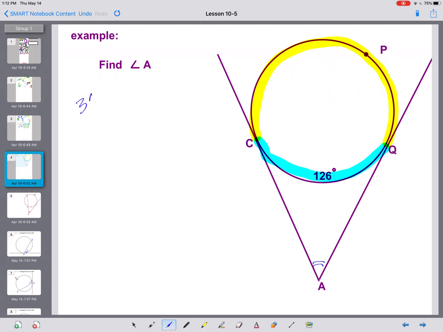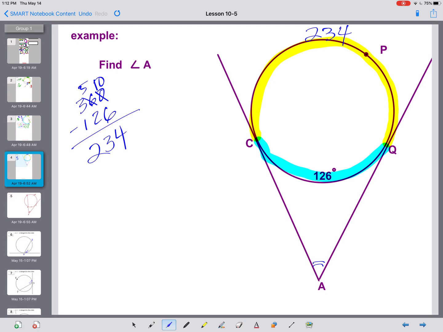Let's do it. 360 minus the 126. Okay, what do we got? 10 here, 5 here. Okay, that's going to be 4. 5 minus 2 is 3. 3 minus 1 is, there it is, 234. 234. Okay, here it is.